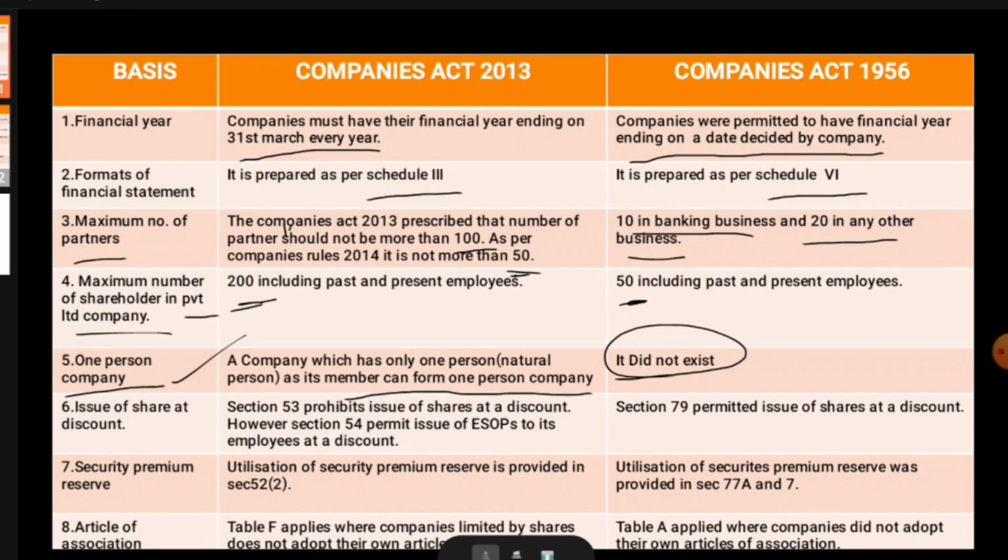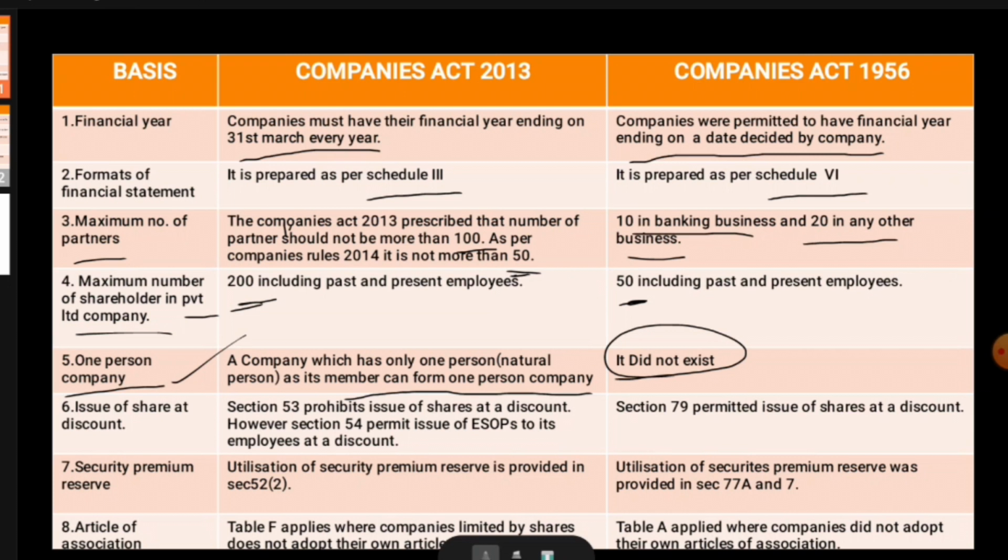In Companies Act 2013, one person can form a company which is known as one person company. Now our next point is issue of shares at discount. According to Companies Act 2013, Section 53 prohibits issue of shares at a discount. However, Section 54 permits issue of employee stock ownership plans to its employees at a discount. ESOP means employee stock ownership plans.